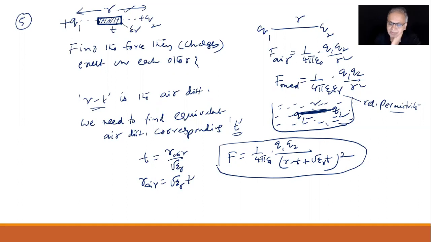And if, for example, T equals R, that means the medium is filling the whole space, it will reduce to F in medium equals. So in the place of T, if I put R, what will I get? R minus R cancels, right? Root epsilon R into R. So what do I get? 1 by 4 pi epsilon 0 epsilon R Q1 Q2 by R square. So this will be a general case of this.